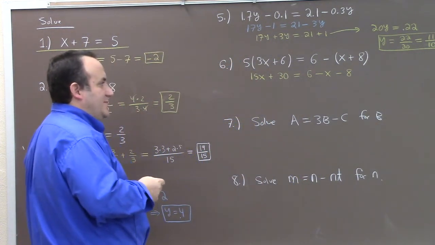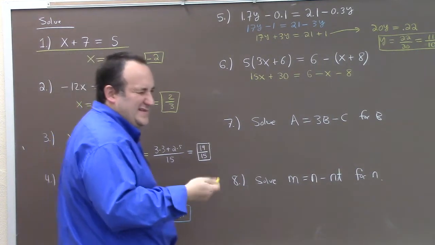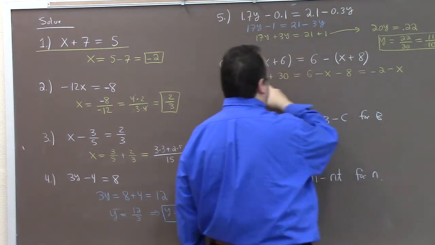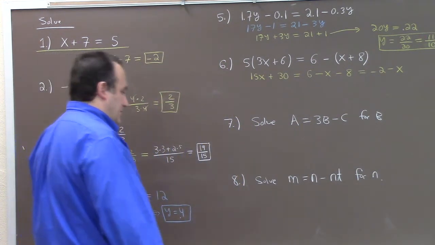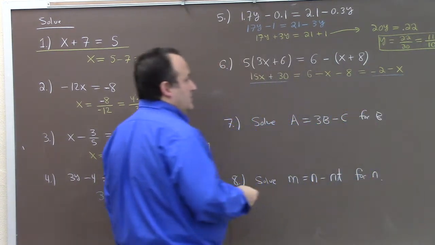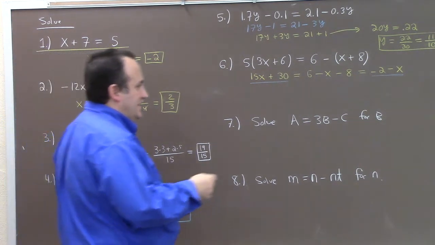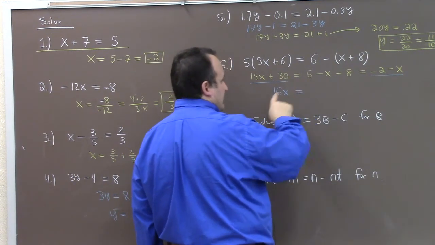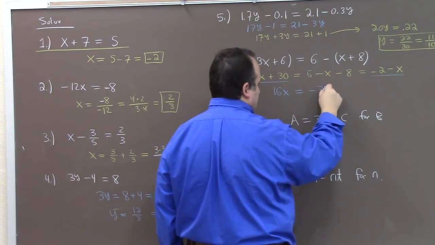Now we can clean that up just a little bit. What do we really have? We've got minus 2 minus x, right? Minus 2 minus x over here because 6 minus 8 is minus 2, right? Okay, now if I look at this and I look at that, I want to isolate x, right? So let's put all the x's on the left-hand side. We've got 16x equals to, I subtract 30 to the other side. So minus 30 minus 2, which is minus 32.